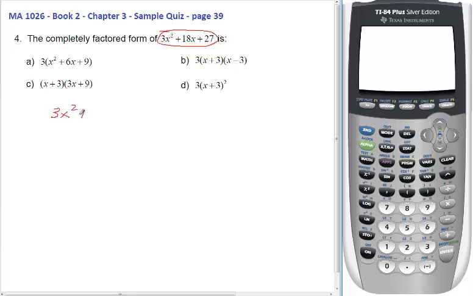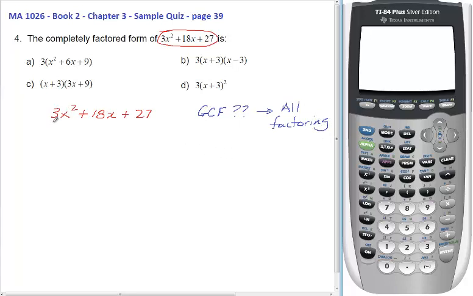Now number 4 is asking us to completely factor this trinomial: 3x squared plus 18x plus 27. Now, very first rule of all factoring is take out any common factor, right? So we're looking for the GCF. What is the greatest common factor? If there is one, this step always happens first. So this is for all factoring. Any type of factoring you do, you always look to remove a common factor.